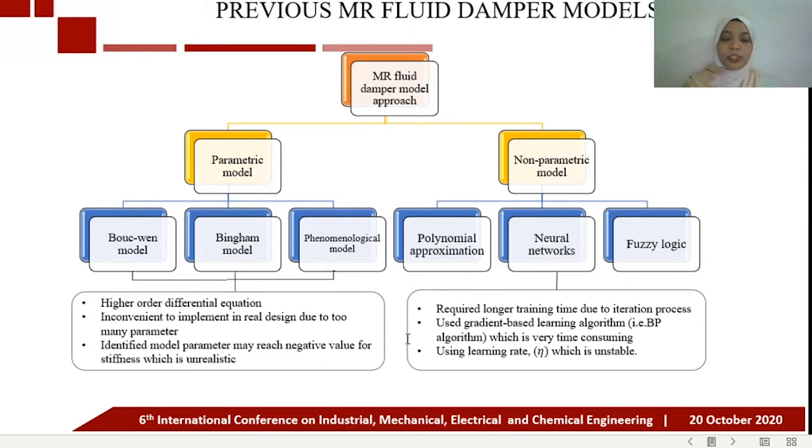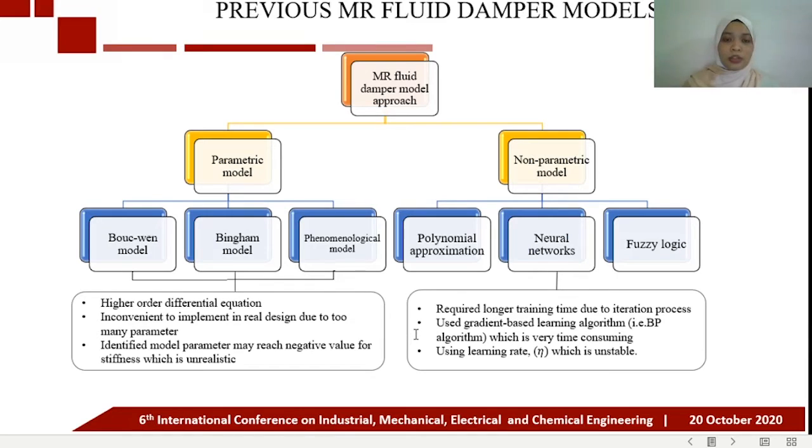As we know, parametric models involve mathematical derivation, which engages spring, dashpot, and hysteresis elements in a model circuit. However, this kind of model uses higher order differential equations, which is inconvenient to implement in real design. In addition, in some cases, the identified model parameter may reach a negative value, which is unrealistic, while the non-parametric model approach uses an intelligence-based model.